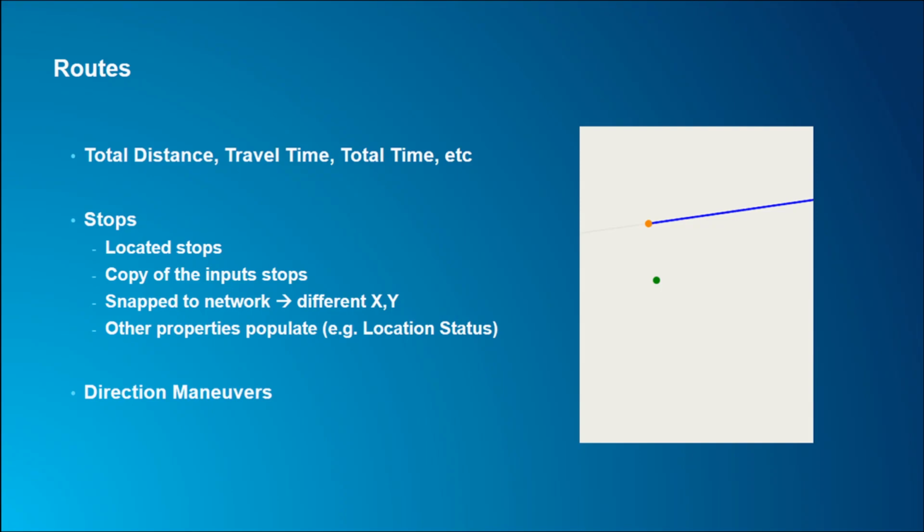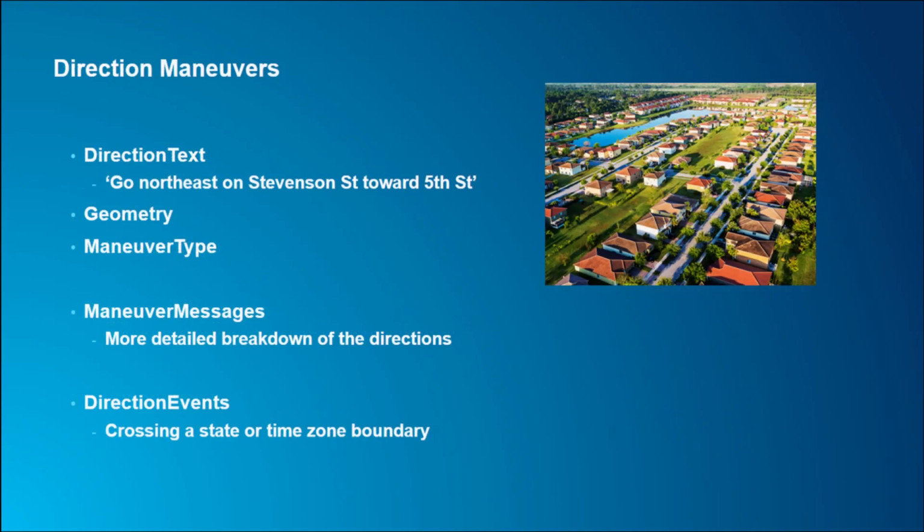And then it also has other properties. The stop objects have read-only properties that get populated by the solve operation, such as location status. And then finally, you also have directions, direction maneuvers in particular. What you get there is a number of properties. You get direction text, and that's something you might want to show the user.